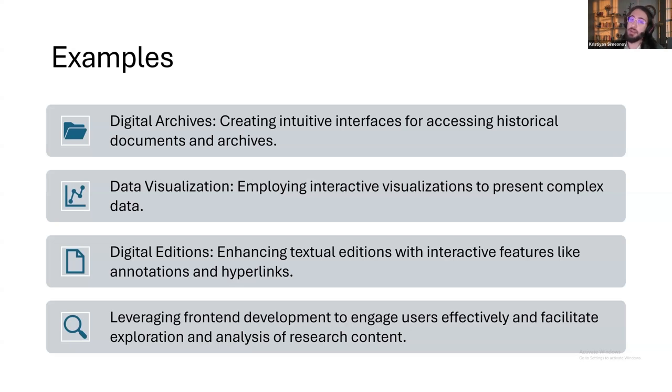Some examples of front-end applications in the digital humanities are digital archives that you can use to access historical documents and archives. One of the biggest such archives is the EEBO, which stands for Early English Books Online. It has around 40,000 books in it, each and every one encoded.